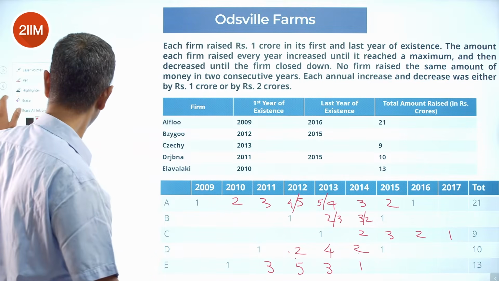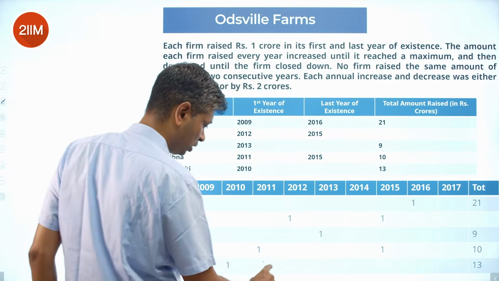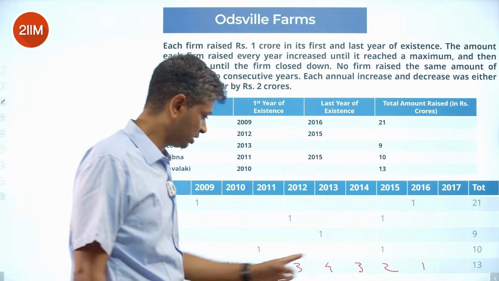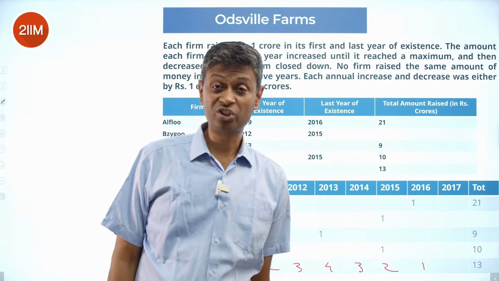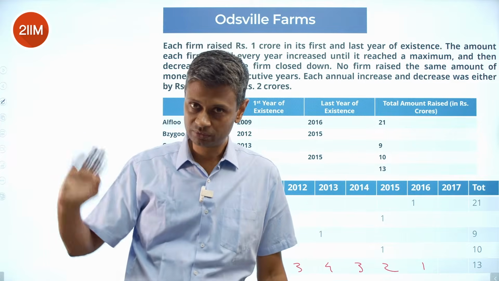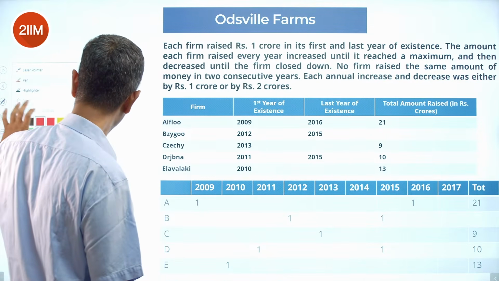So what am I going to do? I'm going to think about 7 years for E. Minimum with 7 years is 1, 2, 3, 4, 3, 2, 1. This is 10 plus 6, 16. So 7 years, the minimum is 16. Ruled out. Forget about it. So the maximum possible number of years is 6.